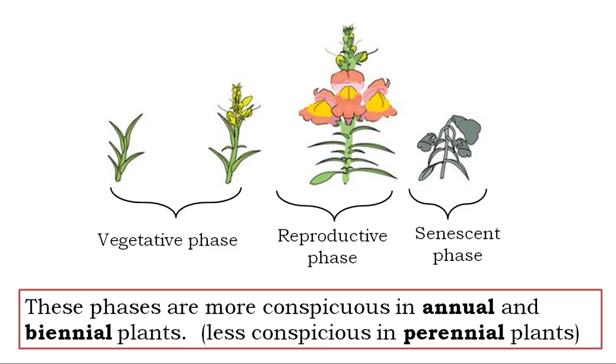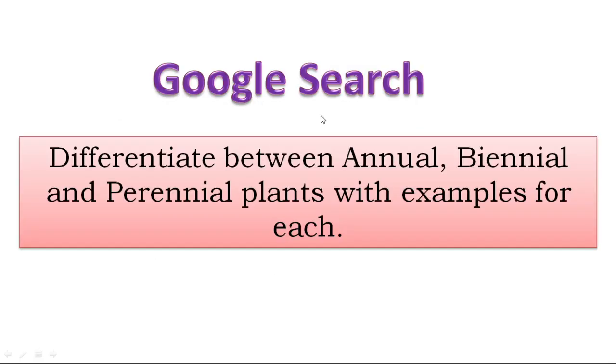So annual means one season, biennial means two seasons. Whereas perennial plants, they can live for a very long period of time. Now as an assignment, you can do a Google search and differentiate between annual, biennial, and perennial plants, and you should look for examples, some common examples.